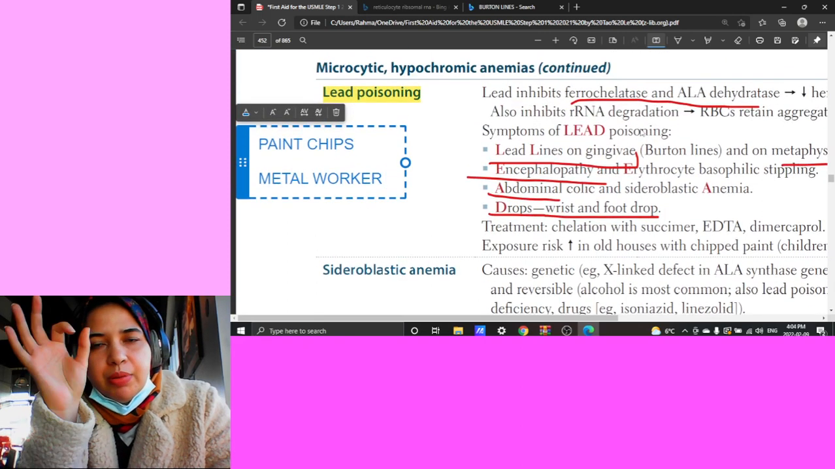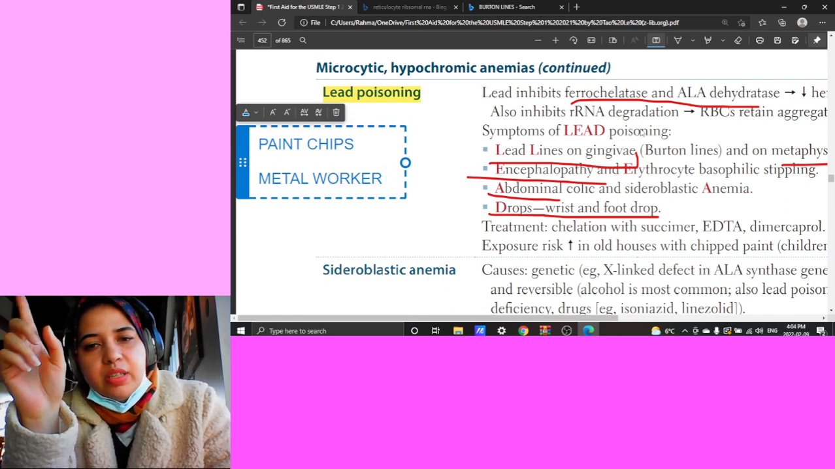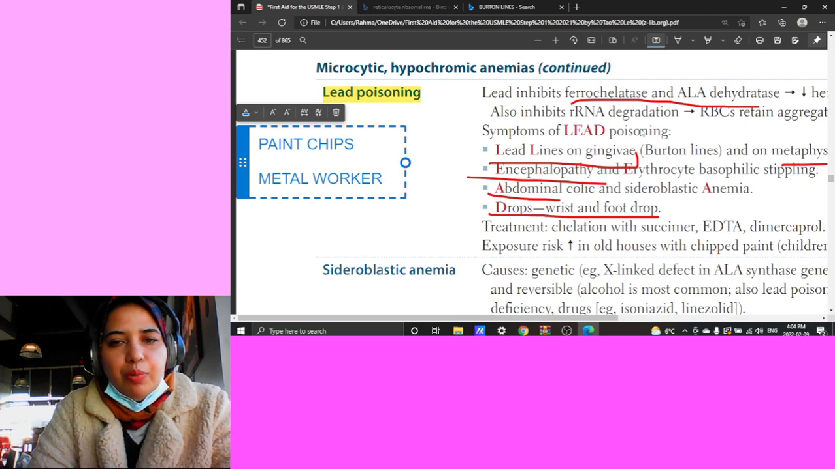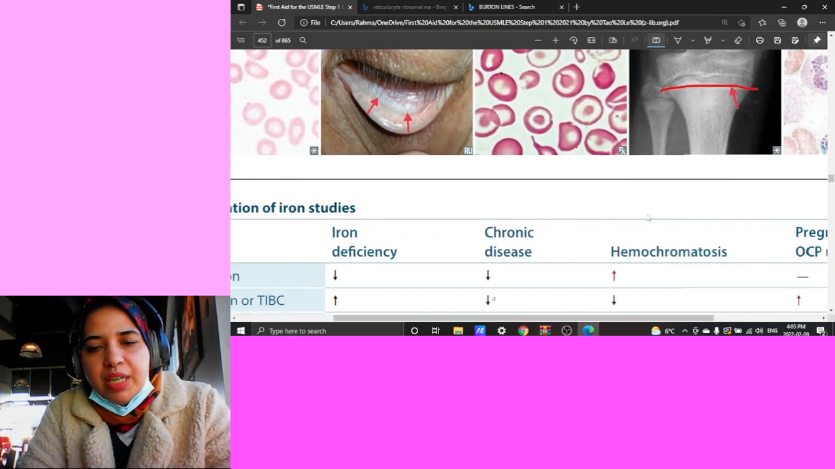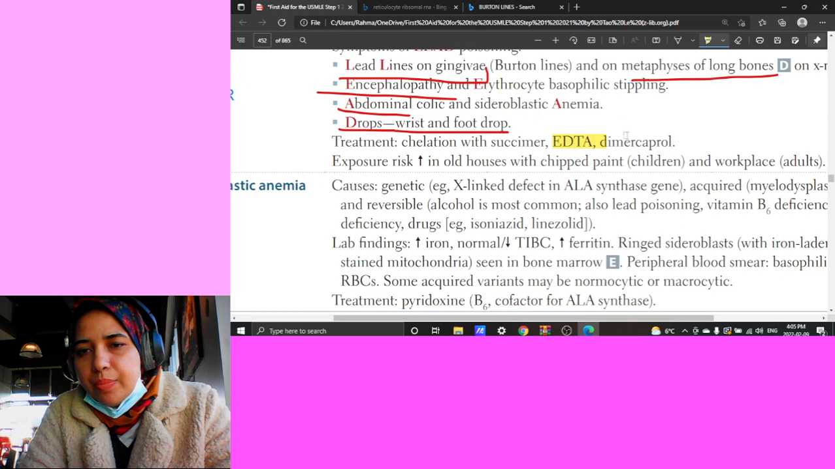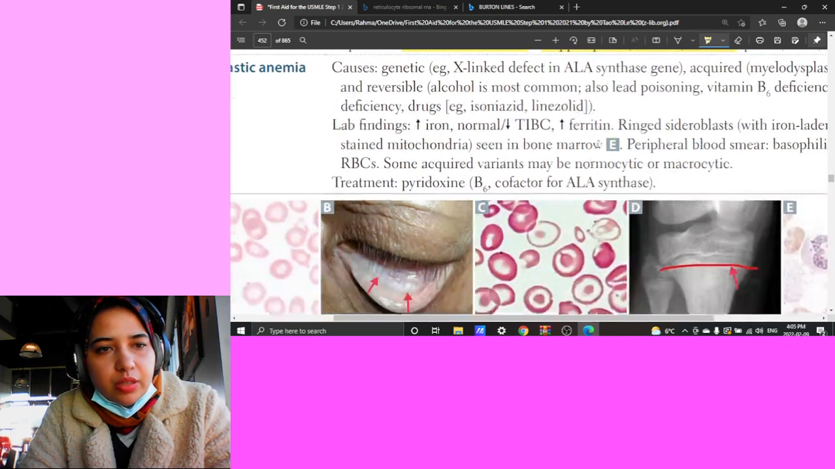Then you're going to have these neurological manifestations. Don't forget, anemia plus neurological manifestations, encephalopathy and erythrocyte basophilic stippling and abdominal pain and microcytic anemia that looks like lead poisoning, along with these key features of the Burton line and the lead precipitating along the metaphysis. What do we treat it with? It's EDTA and dimercaprol. Again, like they say here, increased in old houses with chipping paint in children or workplace adults.